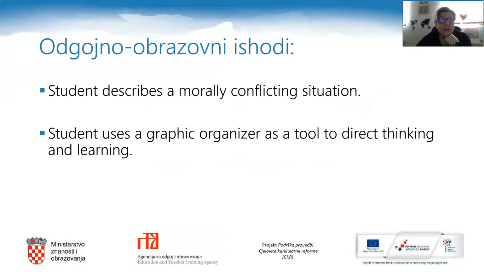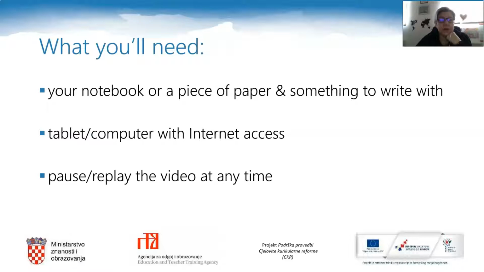Hopefully, by the end of today's lesson, you will be able to describe a morally conflicting situation. Also, you should be able to use a graphic organizer as a tool to direct your thinking and learning. As always, you're going to need your notebook or a piece of paper and something to write with. You will also need a device with internet access so you can do the tasks.